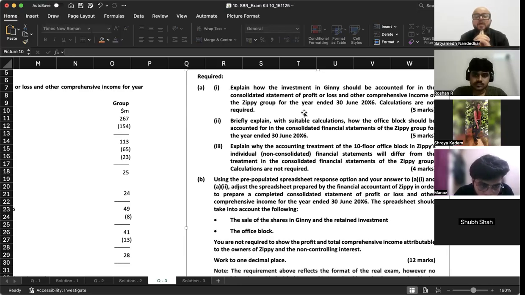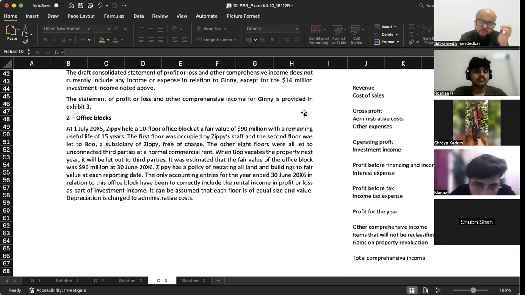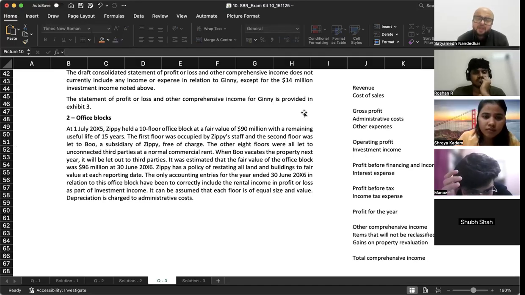Okay. Now, briefly explain with suitable calculations how the office block should be shown in consolidated financial statements of Zippy. At 1st of July 2005, Zippy held a 10-floor office block at a fair value of 90 million with a remaining useful life of 15 years. The first floor was occupied by Zippy's staff and the second floor was let to Boo, a subsidiary of Zippy, free of charge. The other 8 floors were all let to unconnected third parties at a normal commercial rent. When Boo vacates the property next year, it will be let out to third parties.